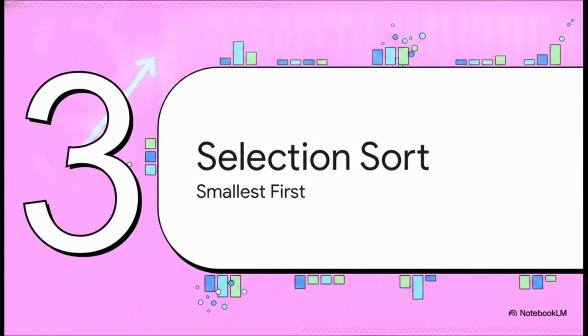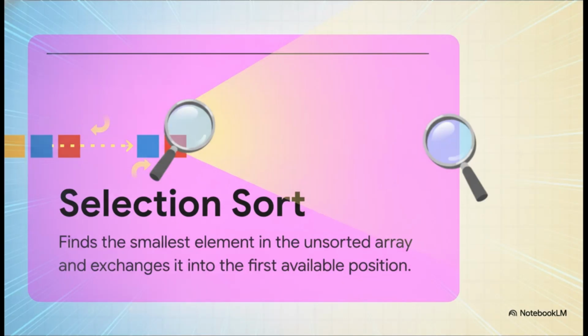All right, moving on to our next contender. Section 3, Selection Sort, or what I like to call the smallest first approach. Now, while bubble sort focuses on pushing the largest items to the right, selection sort does the exact opposite. It actively hunts down the absolute smallest element in the entire unsorted portion of the array. Once it finds that minimum value, it grabs it and directly exchanges it with the element sitting in the first available position on the left.